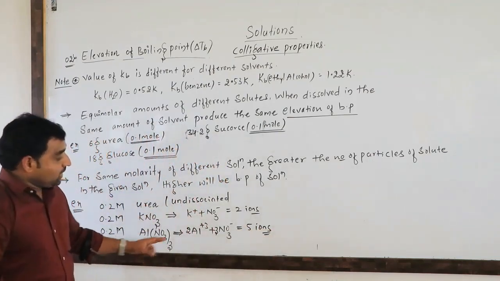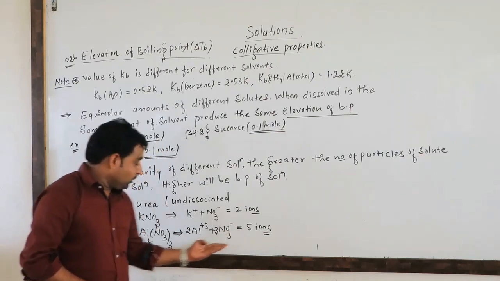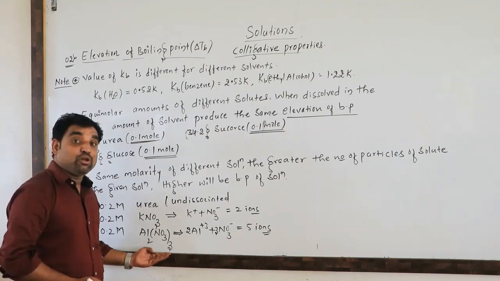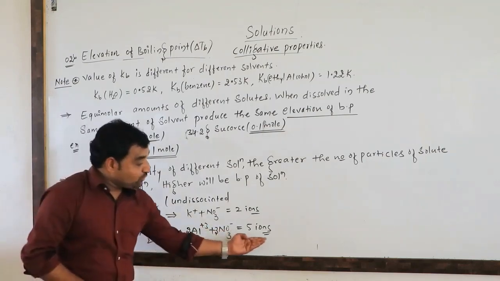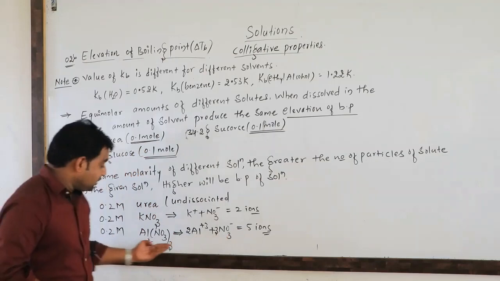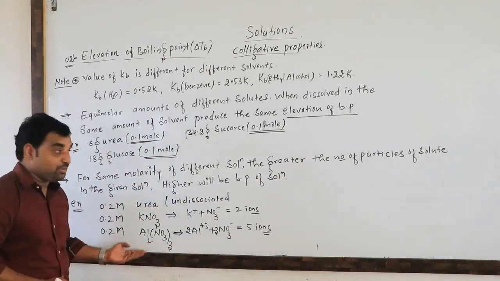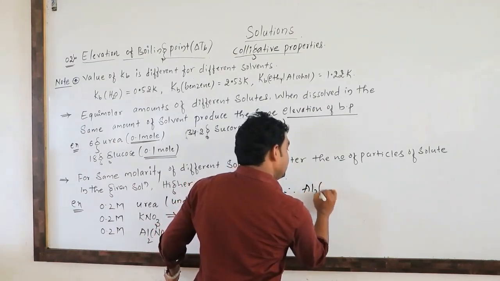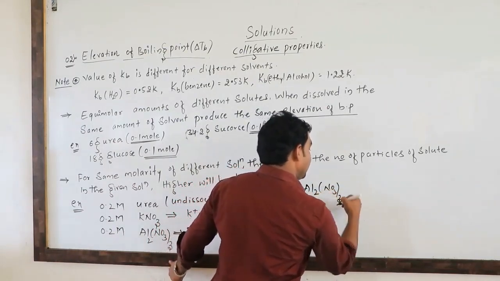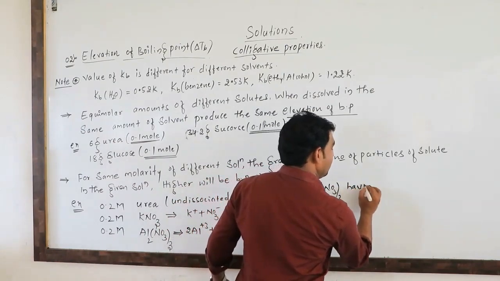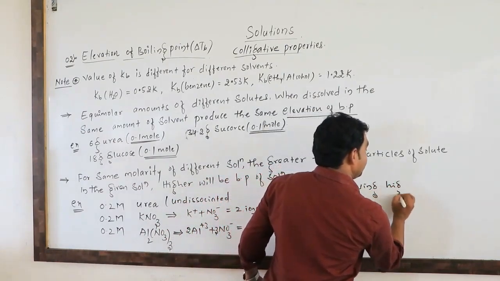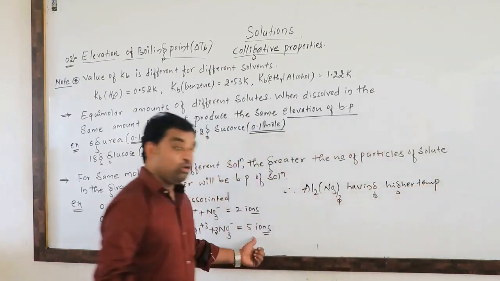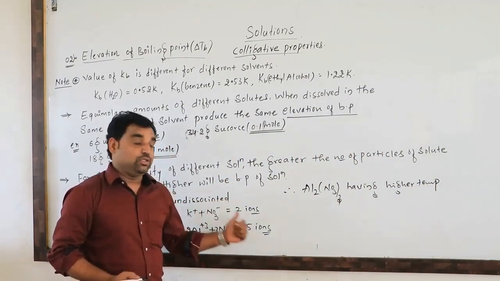Among these three, the number of solute particles is more in aluminium nitrate. It means colligative property depends upon the number of solute particles. If there are more solute particles in the solution, such solutions have a higher boiling point. Therefore, in this example, Al2(NO3)3 has the higher boiling point because of having more ions in the solution.